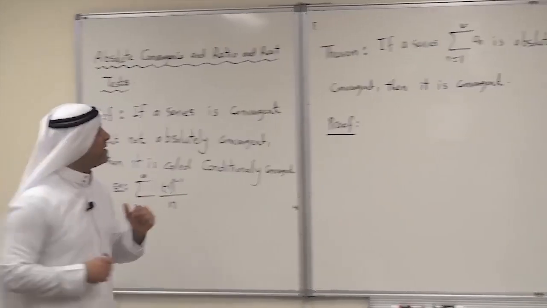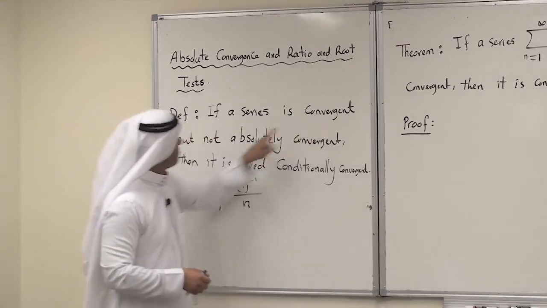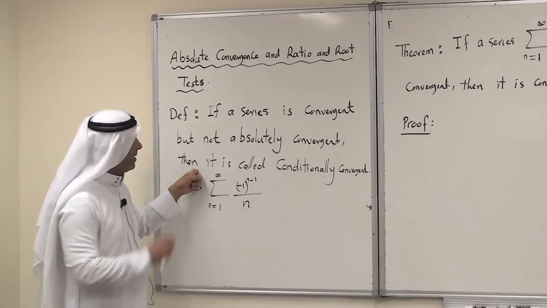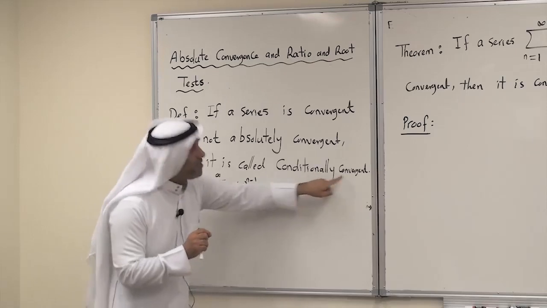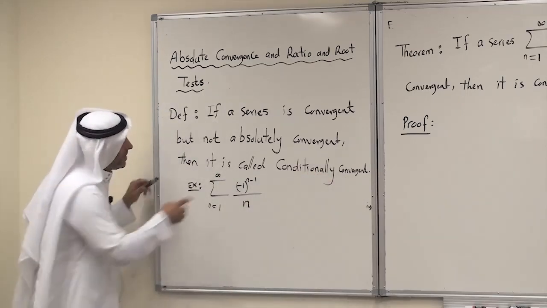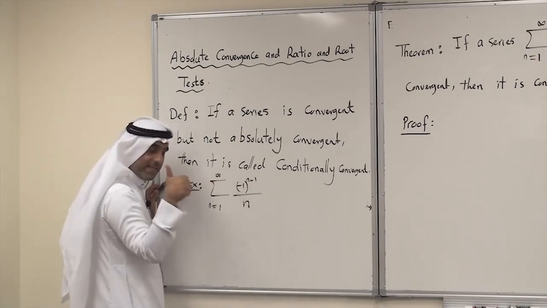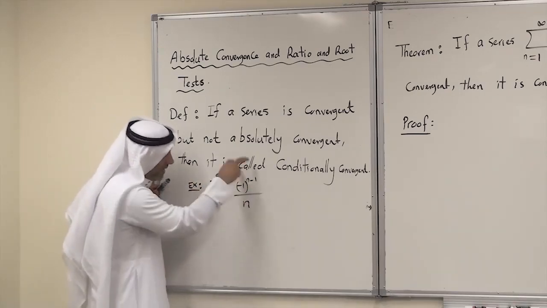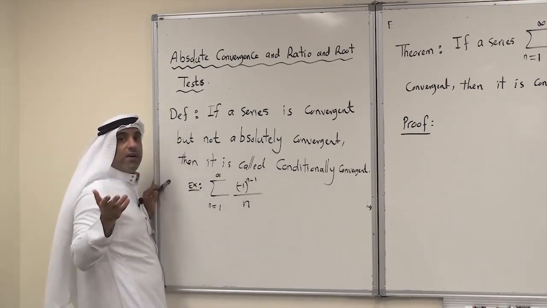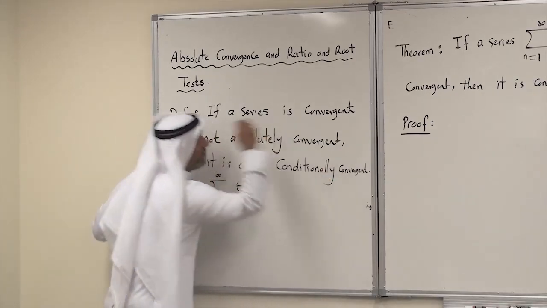So the definition says, another type of convergence: if a series is convergent, but not absolutely convergent, then it's called conditionally convergent. An example of this, which we just discussed, is a series that is convergent by the alternating series test. Once we take the absolute values, it becomes 1 over n, and 1 over n is divergent. So this series is called conditionally convergent.